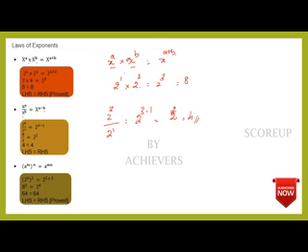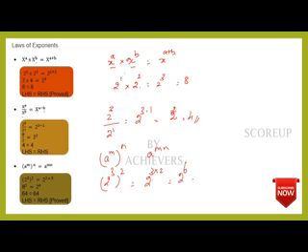So the answer is 4. If it is like this, a power m, the whole power n, we multiply these two, so a power mn. We can do one problem: 2 power 3, the whole power 2. So 2 power 3 into 2, which is 2 power 6. 2 power 6 is 64.